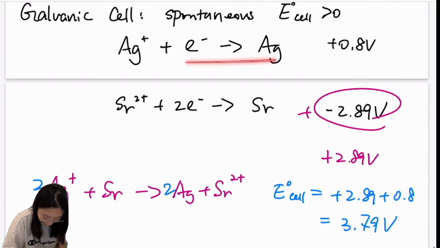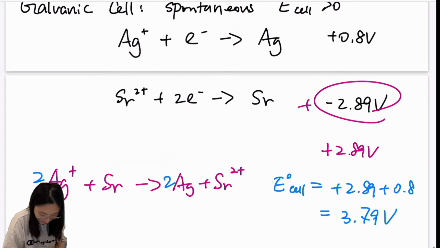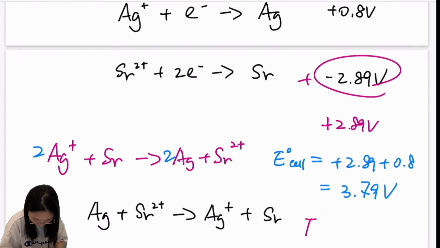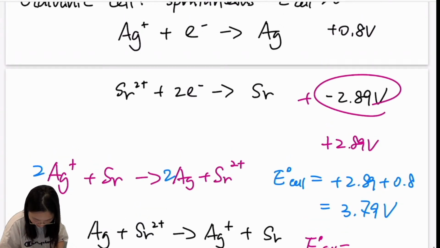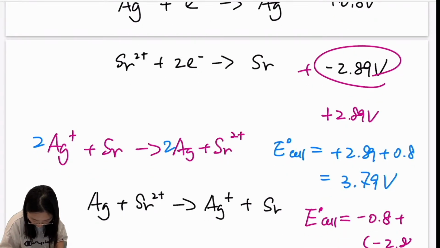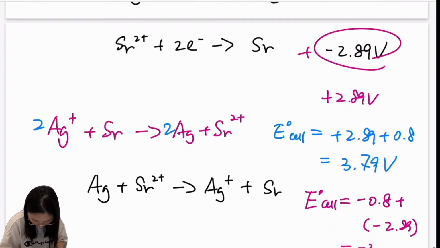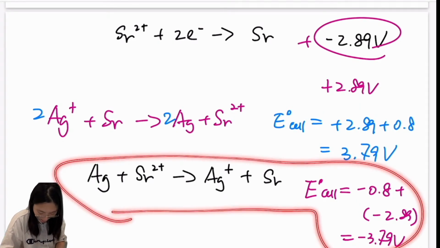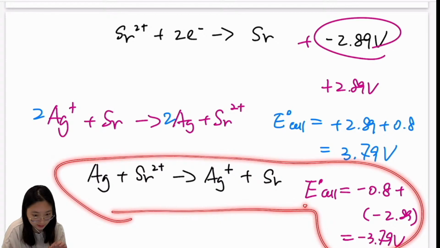But if you flip the first one, now our reaction is silver atom reacts with cerium ion, and it forms silver cation and then the cerium. And for the second one, the cell potential becomes flipping the positive 0.8, so negative 0.8 plus negative 2.89, which is negative 3.79 voltage. So for this redox reaction, it cannot occur in a galvanic cell.